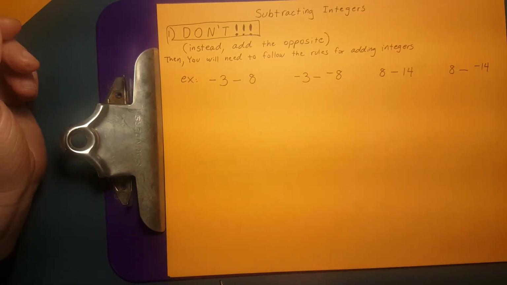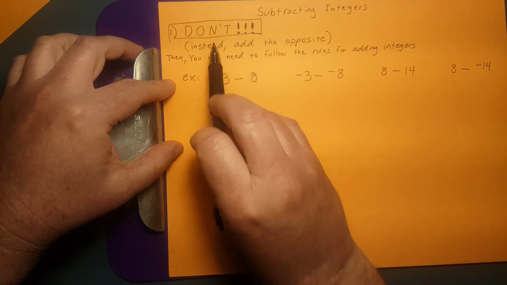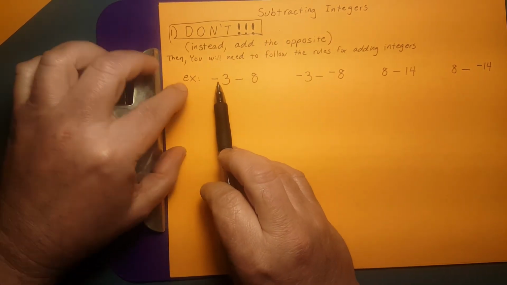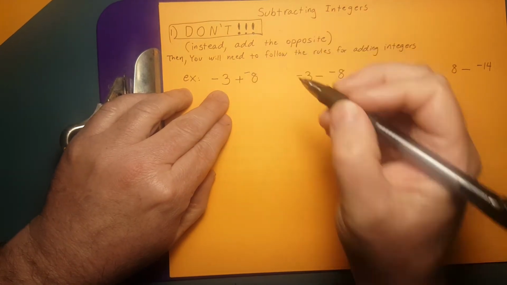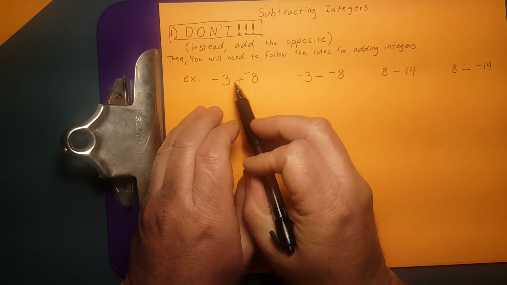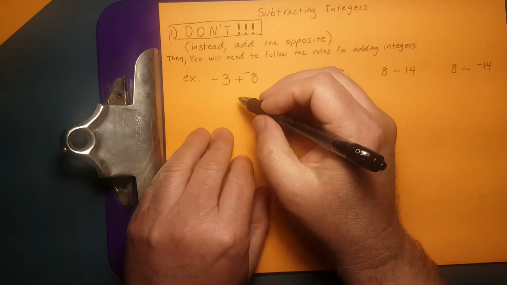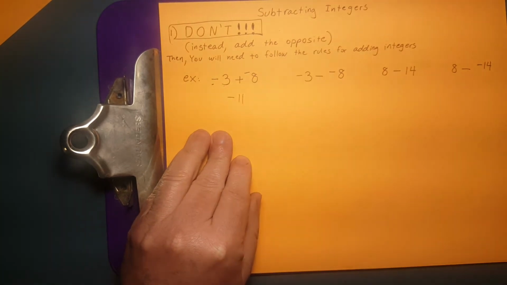Okay? So I have 4 examples here. Negative 3 minus 8. Subtracting integers, don't. Instead, add the opposite. So instead of subtracting 8, we're going to add the opposite. Now we follow the rules for adding integers. They have the same sign, so I just add 3 plus 8, and I use the sign that they both have, negative 11.